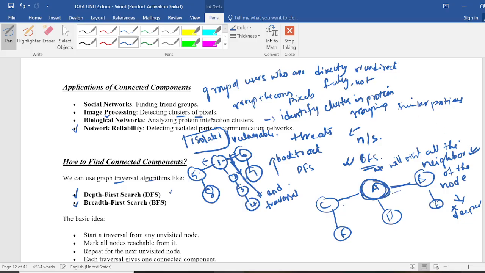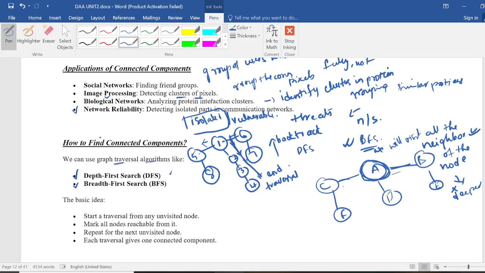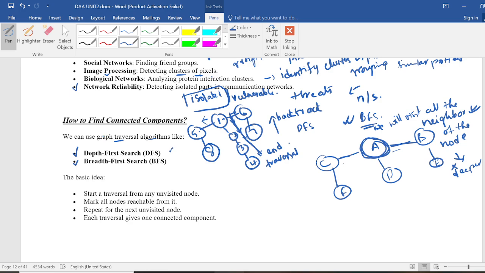Okay, point to be noted. Both are useful for finding paths, checking connectivity, solving puzzles, etc. So both these traversal algorithms are used for these use cases: finding paths, checking connectivity, and solving puzzles, etc.